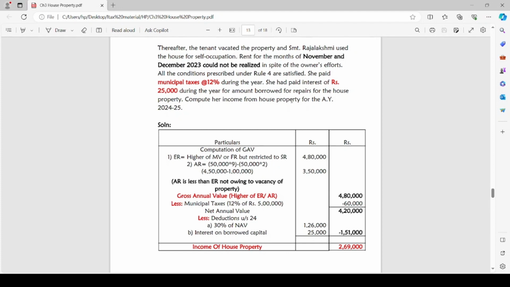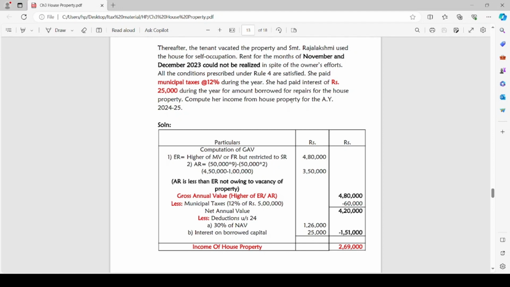From this, we provide for deductions under section 24. The first deduction under section 24A, that is standard deduction at the rate of 30% of NAV, is rupees 1,26,000. 30% of rupees 4,20,000 is rupees 1,26,000. The second deduction, the interest on borrowed capital.